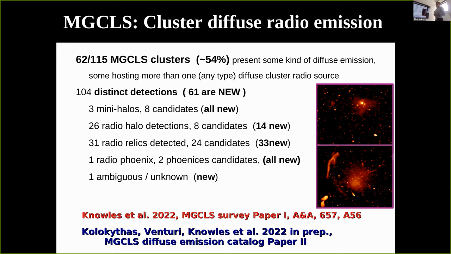Before we get to that, some statistics that we get from the MGCLS survey: we find that around 54% of the clusters present some kind of diffuse emission, with some of them actually hosting more than one diffuse cluster radio source of any type. In total, we find 104 distinct detections, of which 61 are noted as new. Quite a few mini halos, more relics and radio halos, one radio phoenix and two candidates, and we have left one source uncharacterized.